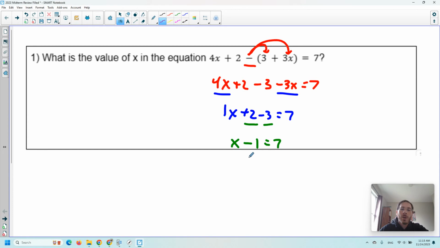And I got to get the x by itself, so I'm going to move this negative 1 over by doing the opposite. I'm going to do plus 1 both sides. So I'm going to get x equals 8. And there we go. That's our answer for number 1.